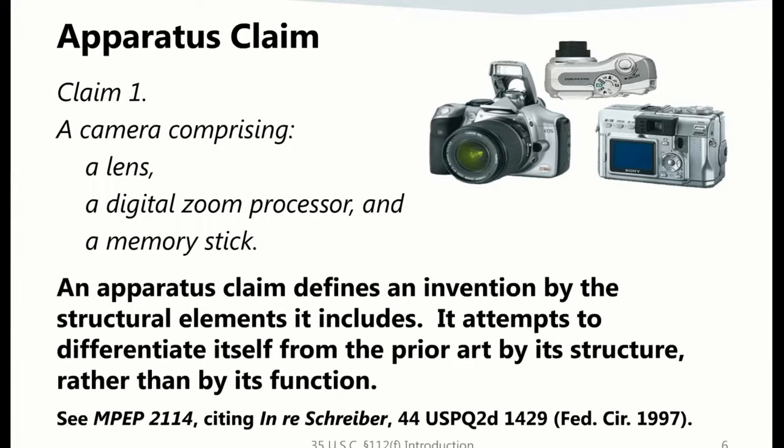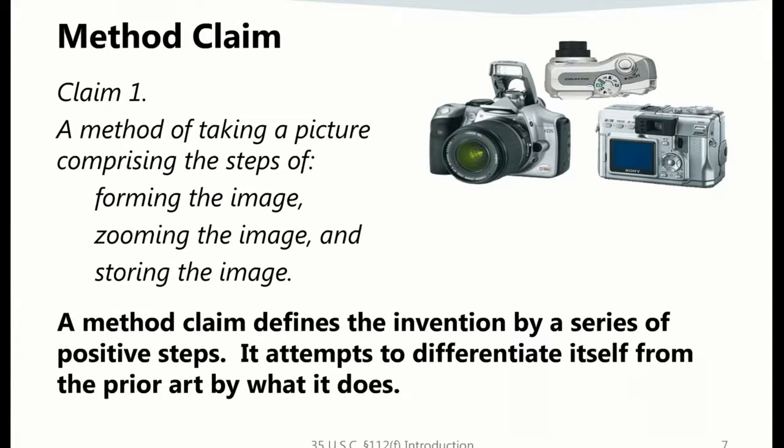Here, we see a typical apparatus claim for a camera. An apparatus claim defines an invention by the structural elements it includes. On this slide, we see a potential corresponding method claim of taking a picture. We see that a method claim defines the invention by a series of positive steps.